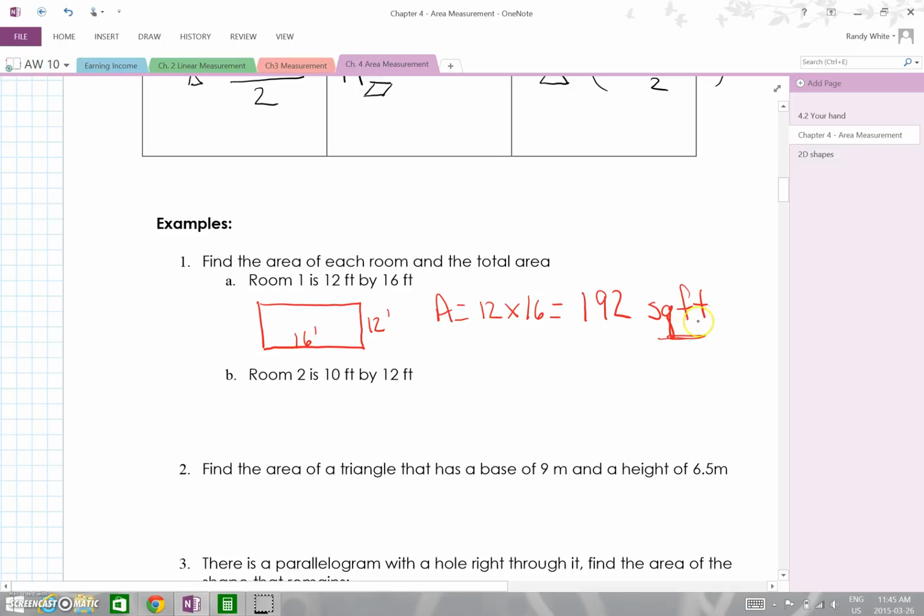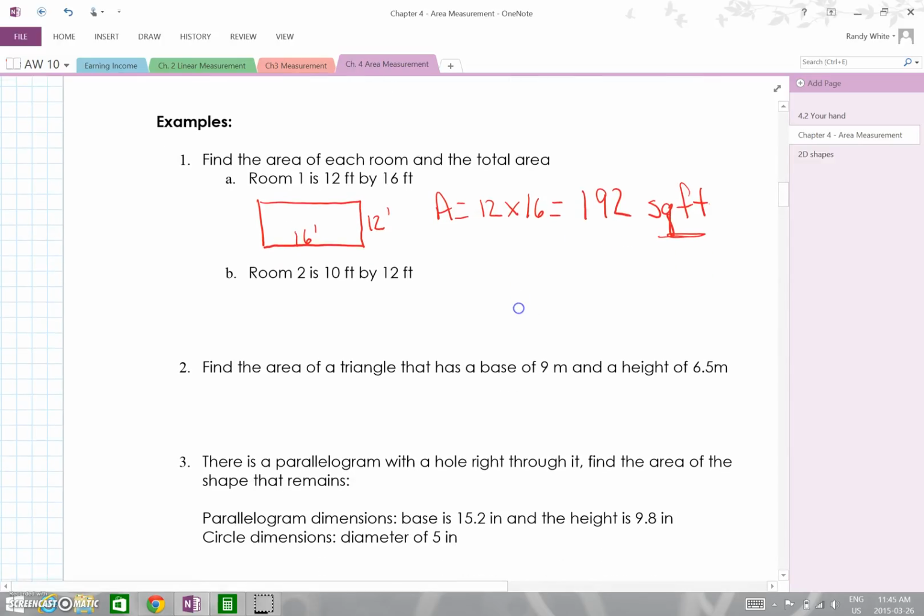The reason it's square feet is because I'm going feet times feet. If I go 5 times 5, that's like 5 squared. If I go 10 times 10, that's 10 squared. Here I'm going 16 times 12, which is 192. I'm also going foot by foot, so I get square feet. You can write square feet just like that. You could also write feet with a little 2 above it. Either way is fine. All right, here's another room.